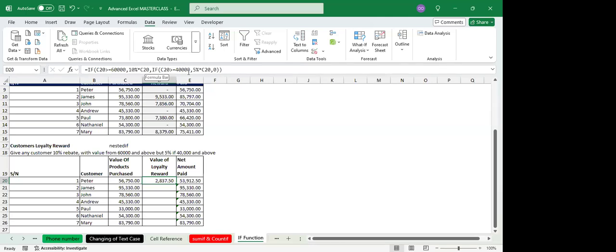What if we start the argument with 40 instead of 60? Will it still get the same answer? If you start with, let's say, C20 is greater than or equal to 40, get 5%. If greater or equal to 60, they get 10%. Yes, let's see. I'm changing this so that we can give him 5%, and then here is if, then give him 10%.